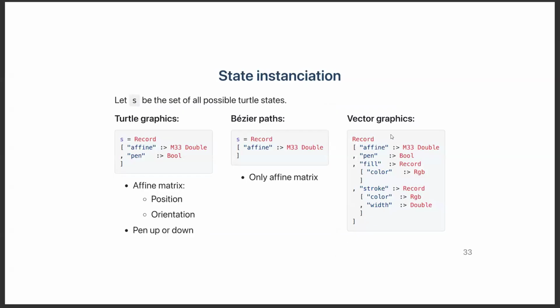Now, how about the states? Well, for turtle graphics, we can use affine matrix, which will contain position and orientation of the turtle. We actually get more for free, like scaling, and whether the pen of the turtle is up or down. For Bézier path, we only keep the affine matrix. We do not care about the pen. And for vector graphics, we could actually add anything we want, but here we use fill color, stroke color, and stroke width.